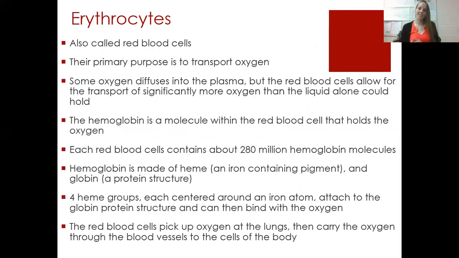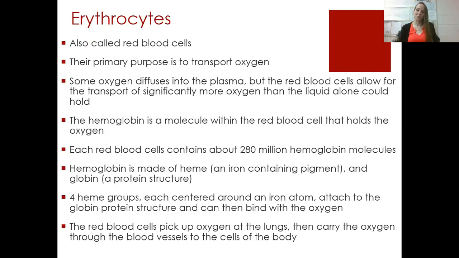So the erythrocyte, again, that is the red blood cell, and the main job of the red blood cell is to transport oxygen around your body. Some of the oxygen that you breathe in will diffuse and dissolve directly into the plasma, but the plasma can't hold very much dissolved oxygen. So the red blood cells allow significantly more oxygen to be transported around the body.